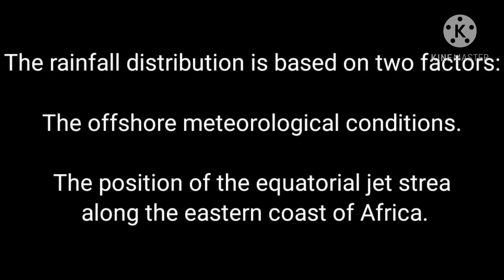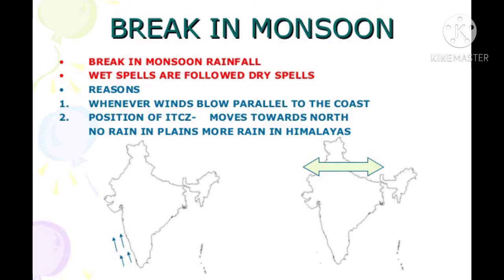The frequency of the tropical depressions originating from the Bay of Bengal varies from year to year. The rain-bearing system and the rainfall distribution is totally connected with the rhythm of seasons, about which we will study later. Now let's see what is the break in the monsoon.